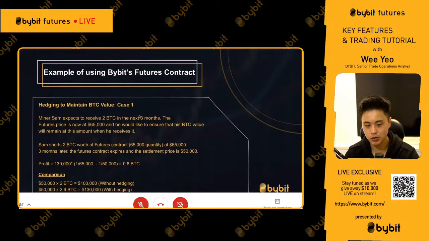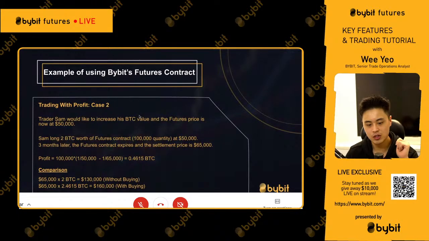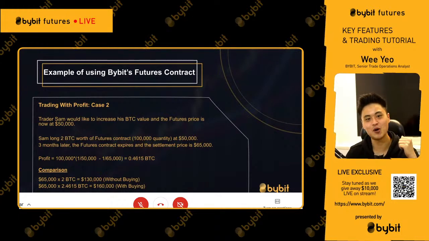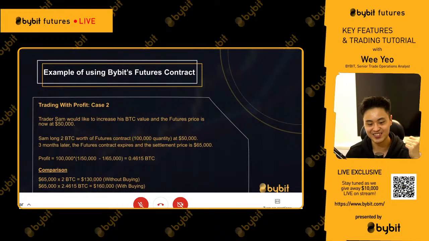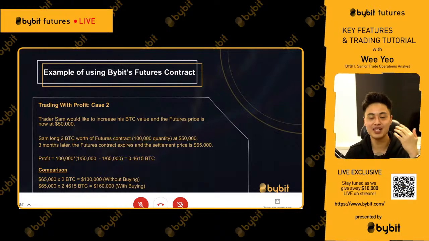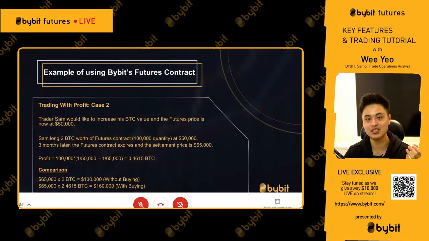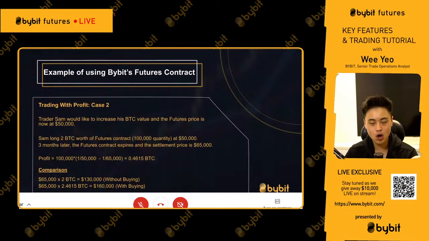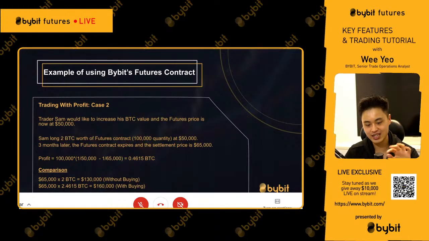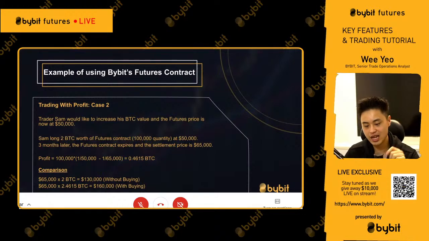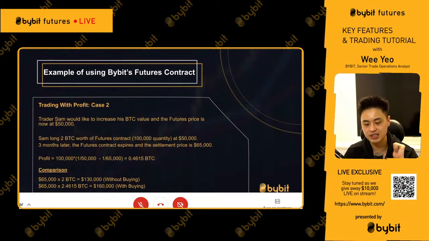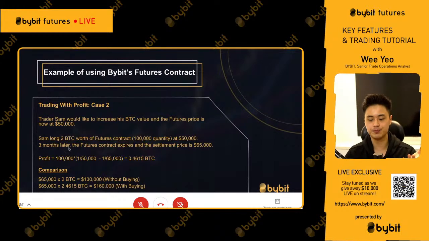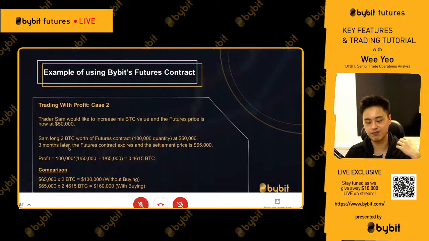Okay, so I'm going to continue to the second example. So trading with profit. So now minor Sam thinks that trading is better, he can earn more, so now he became a trader. He would like to increase his BTC value, and the futures price right now is at 50,000. So what Sam does next is he longs the 2 BTC worth of futures contract, in this time round is 100,000, at the price of 50,000. So take note over here, 3 months later the futures contract expires, and the settlement price is 65,000.